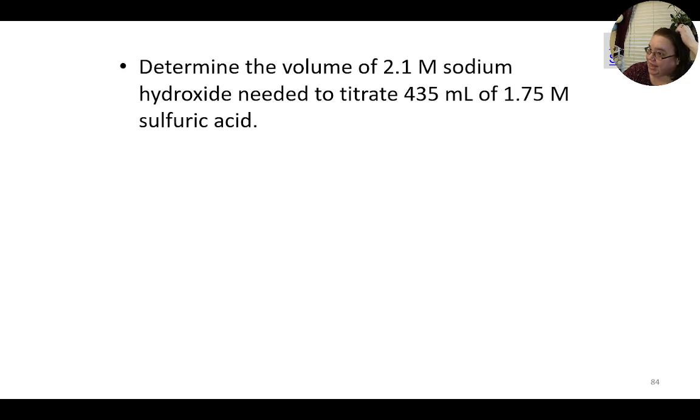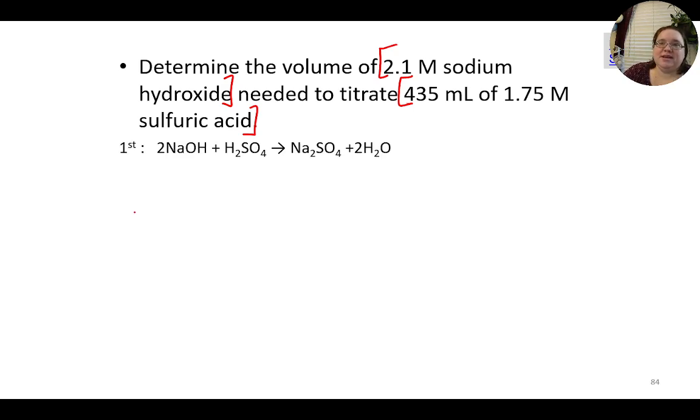So let's look at an example. We've got 2.1 molar sodium hydroxide reacting with 450 milliliters of sulfuric acid. So the first thing we need is that balanced equation. Sodium hydroxide and sulfuric acid react in a 2-to-1 ratio. It takes 2 sodium hydroxides to balance out 1 sulfuric acid. So we've got our equation.